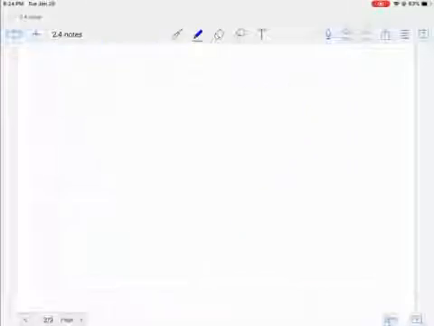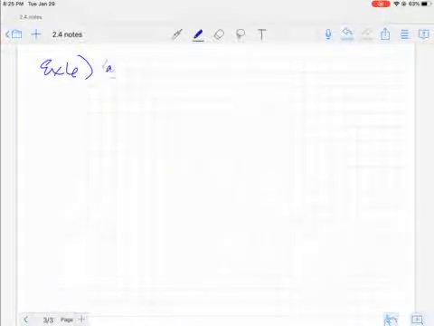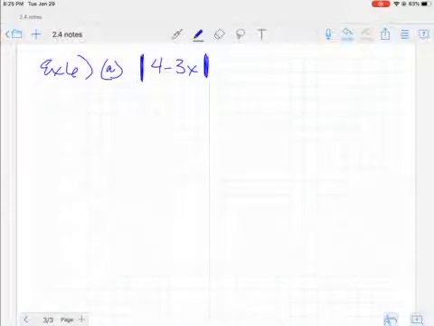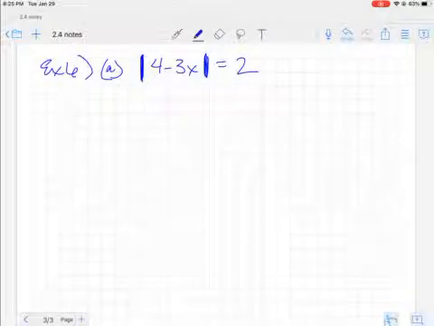What if I have this? Example 6. I have the absolute value of 4 minus 3x, those are absolute values, is equal to 2. Okay. And we're going to do this exact same thing with greater than or equal to, less than or equal to. All right, let's do this thing.